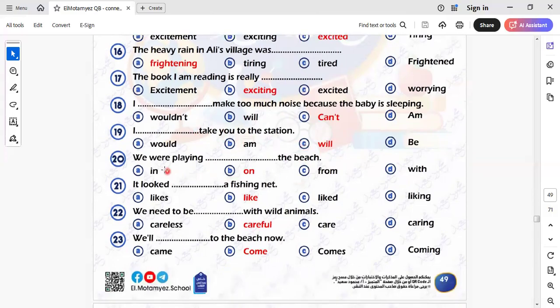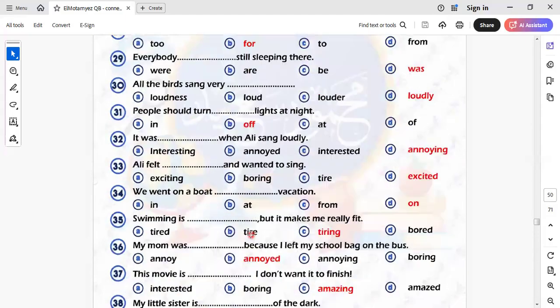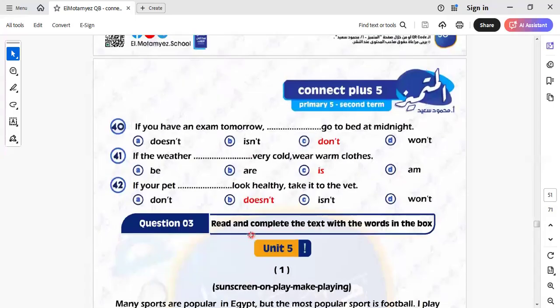Okay. We were playing on the beach. It looked like a fishing net. I need to be careful with wild animals. We will come. Here is will, why do we select come here? Because, as we told you, modals must be followed by what? By the infinitive form. Here we have come. Let's go to another one here.